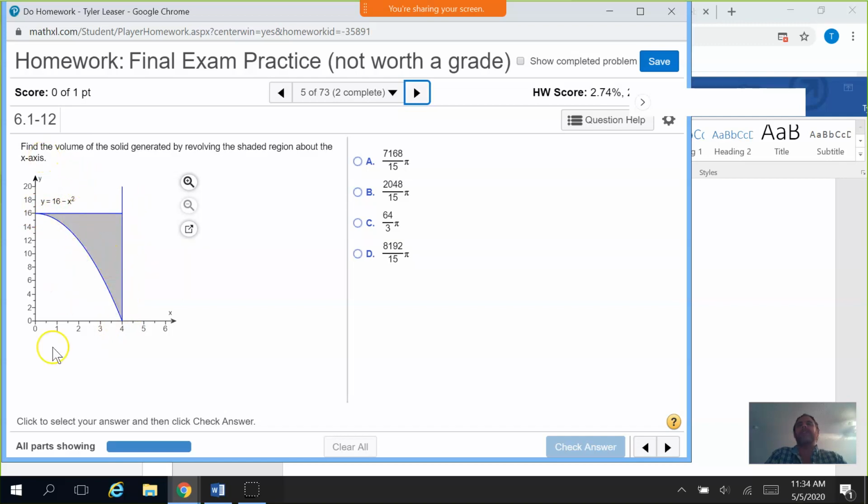We're revolving this over the x-axis, so we're revolving it this way. We could not do the disk method because my border is not up against my axis of rotation. We would have to either do the washer method or the shell method. It looks like both would work out pretty well here. I'm going to do the washer method because it already gives me my function in terms of x.